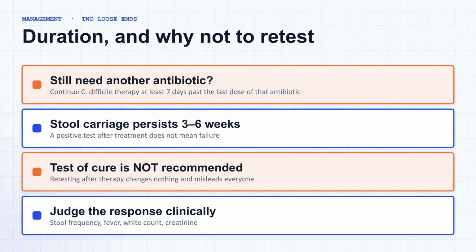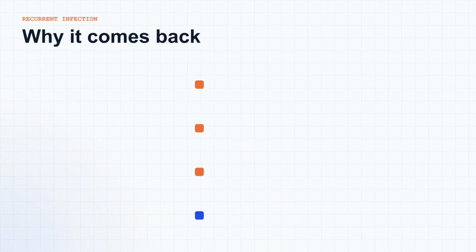Second, do not repeat stool testing to confirm cure. Stool carriage persists for 3 to 6 weeks after treatment ends, so a positive test at that point tells you nothing. Retesting as a test of cure is explicitly not recommended. Judge the response clinically instead. One more practical point: do not repeat the test to decide about isolation either. Isolation decisions follow symptoms, not stool assays. Follow your hospital policy. Now recurrence.